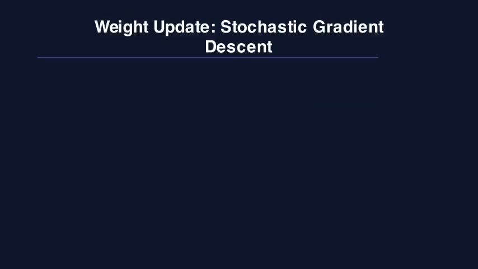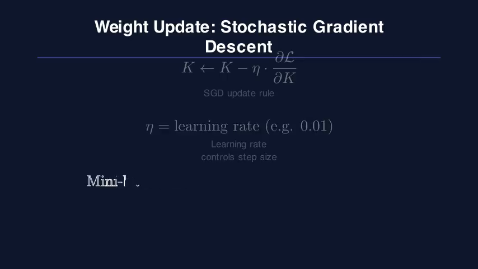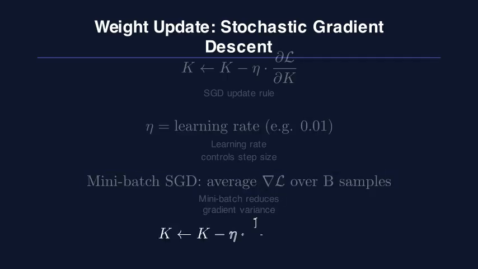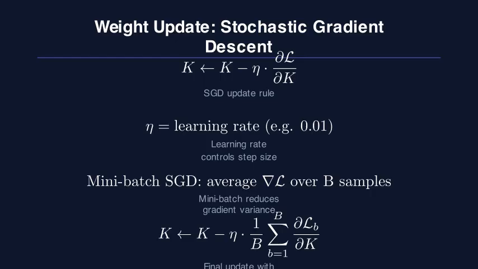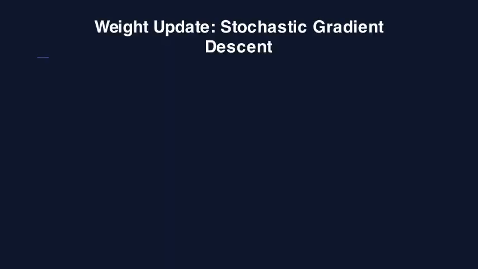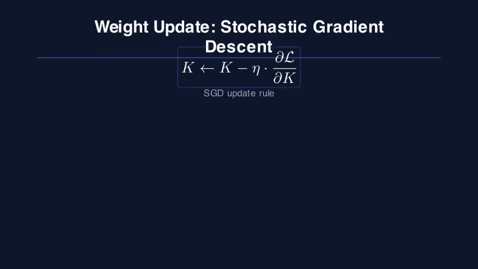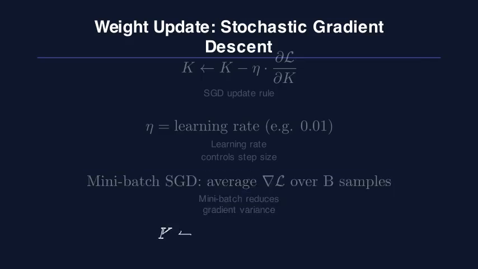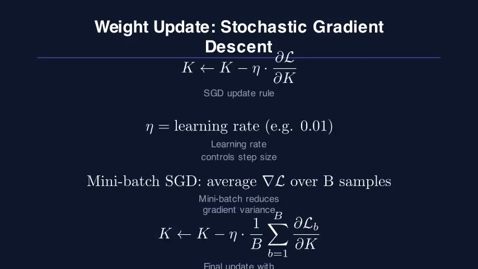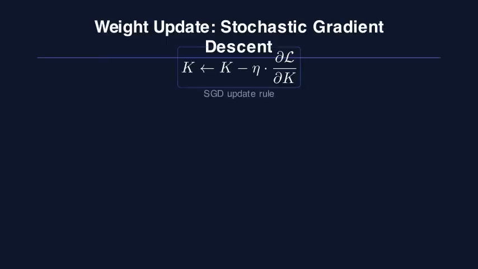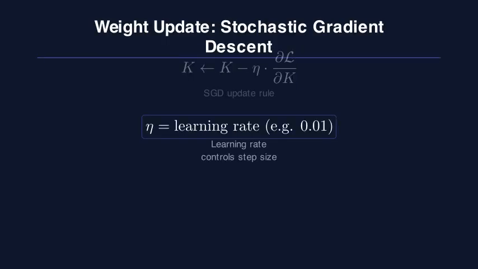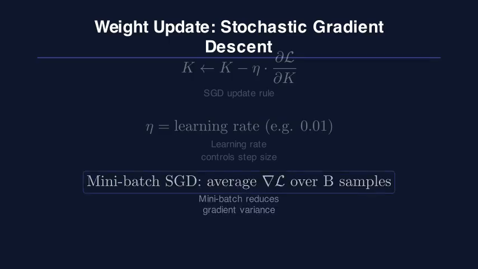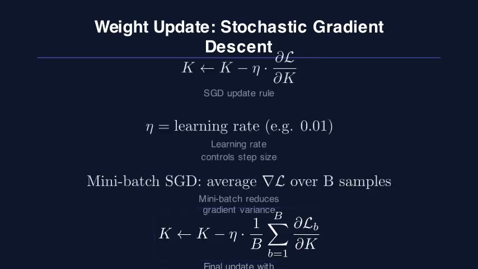Once we have all gradients, we update every weight in the network by taking a small step in the direction opposite to the gradient. The learning rate eta controls the step size. In practice, we use mini-batch SGD. We average the gradients across a batch of images before updating. This reduces noise compared to updating after every single sample, while being far more efficient than waiting for the entire dataset. After thousands of such updates, the kernels converge to filters that minimize the training loss.